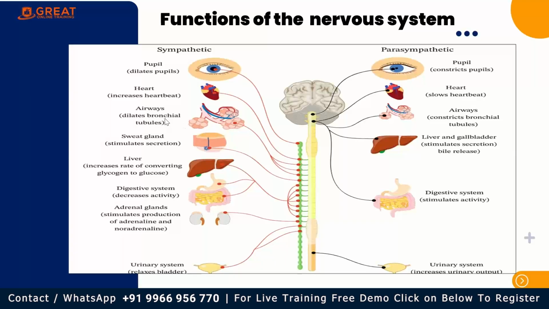Under the sympathetic nervous system, airways dilate the bronchial tubes, and under the parasympathetic nervous system, airways constrict the bronchial tubules. Under the parasympathetic nervous system, the liver and gallbladder stimulate secretion, bile release, and sweat glands. In the case of the sympathetic nervous system, the liver increases the rate of converting glycogen to glucose. Like this, our body works: the sympathetic nervous system and the parasympathetic nervous system.